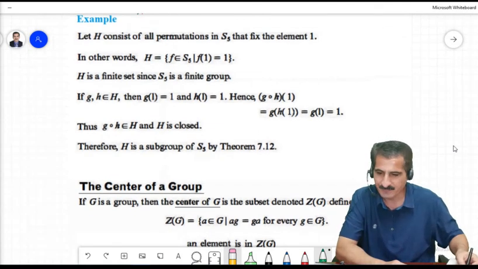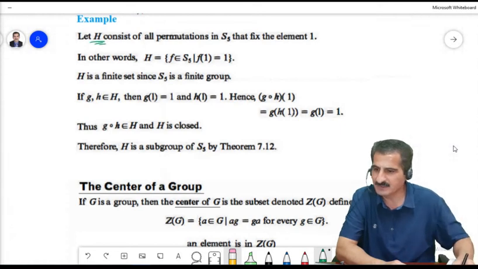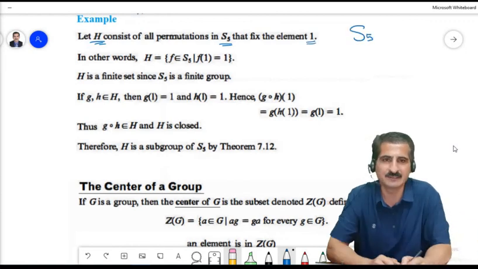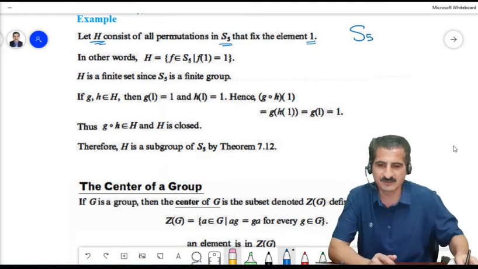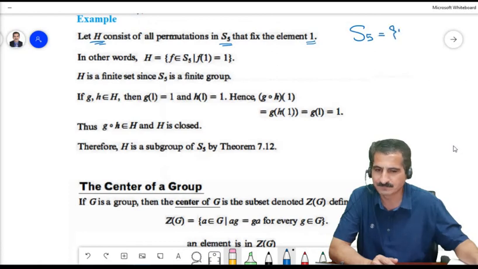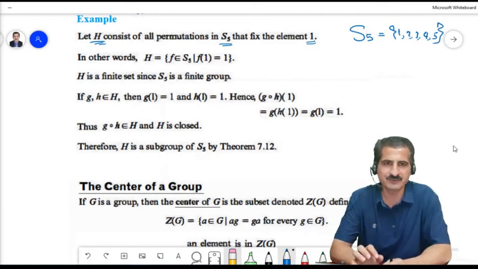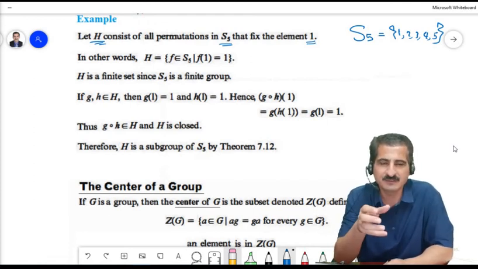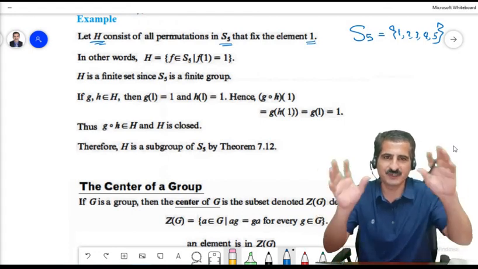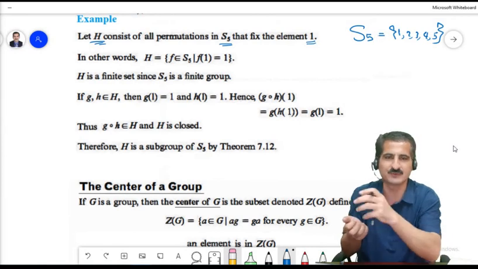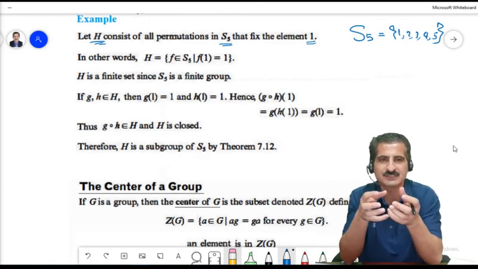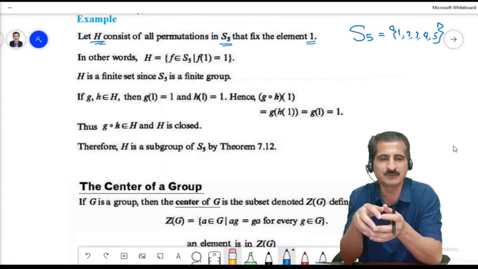Let's go. Now let H consist of all permutations in S5 that fix 1. You know S5. It has 120 permutations. This S5 consists of elements 1, 2, 3, 4, and 5. Now, any permutation of S5 sends any of these elements to another element or to itself. Now, I am saying here, take all the permutations in S5 that fix 1, that send 1 to 1, give them all together and call them a set H. Now we are claiming here that this set H is a subgroup and we want to prove this, okay?